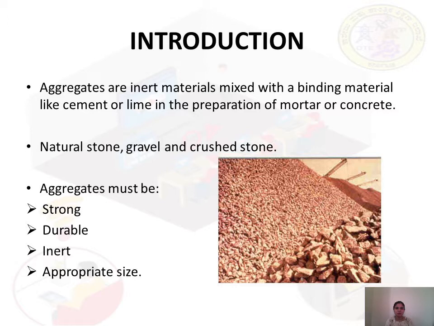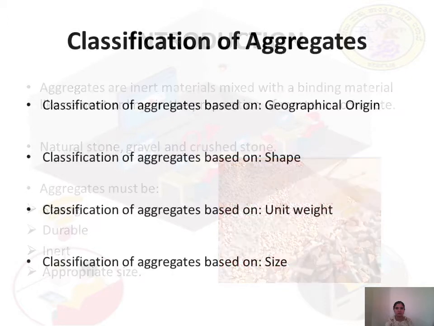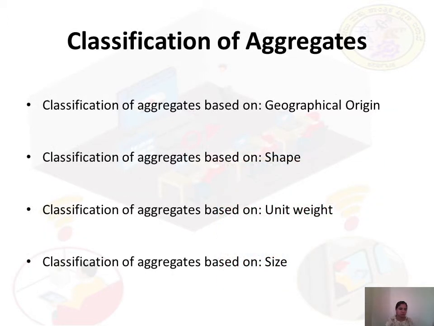Next we'll move on to the classification of aggregates. Aggregates are classified in many ways. The first one is aggregate classification based on its geological origin, and then aggregate can be classified based on shape. Aggregate can be classified based on unit weight. Aggregate can be classified based on its size. We will just go through one by one.